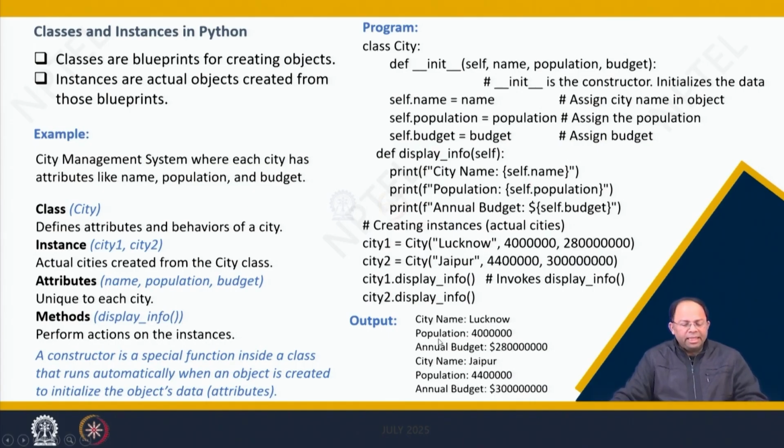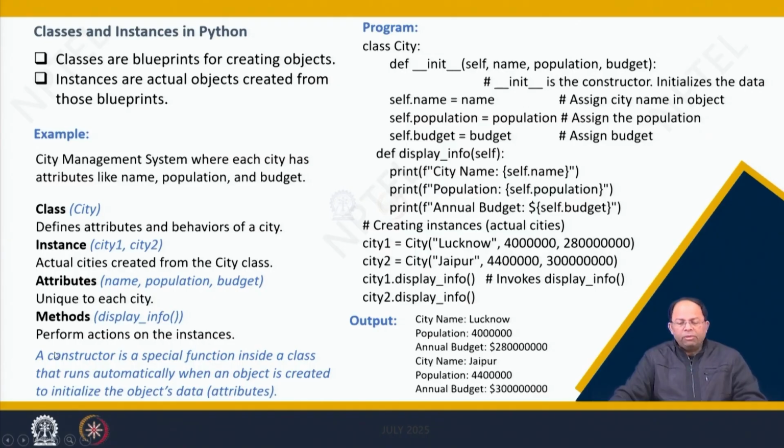Then there would be methods as well along with the attributes, like display information. It's a simple method, where I just want to display the information for each city. So for each object I can call this particular method, and it will display the information which is there in this particular object.